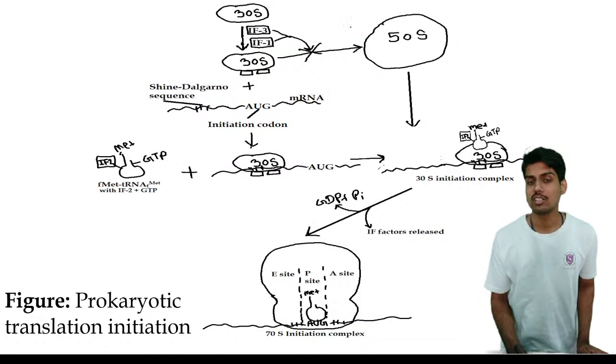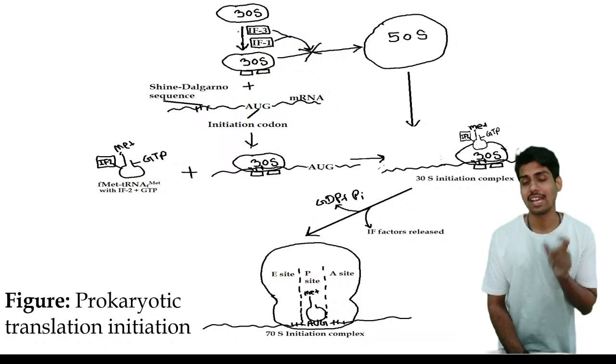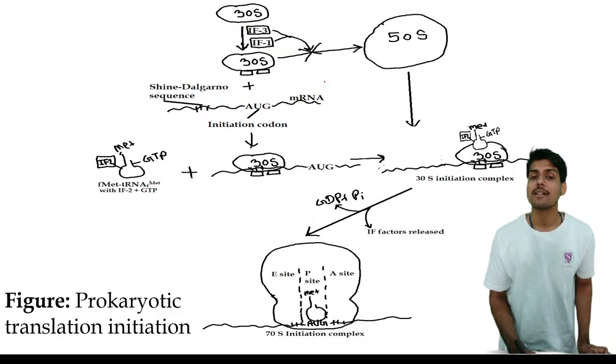See, the initiation in the prokaryotes is happening with the involvement of, obviously, different subunits as in the case of eukaryotes. So in this case, the 50S and 30S ribosomal units are going to be formed.